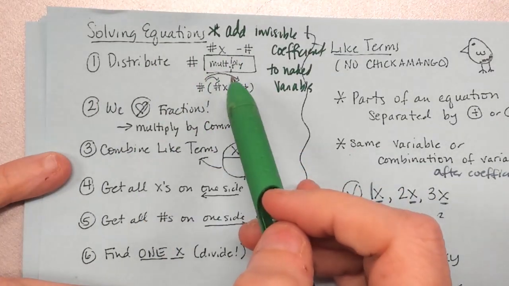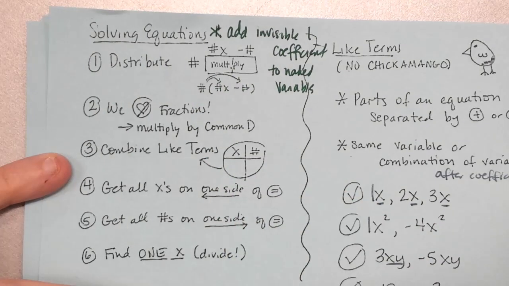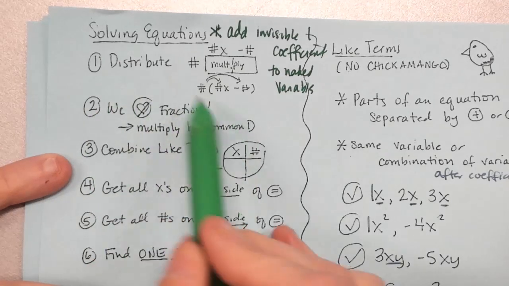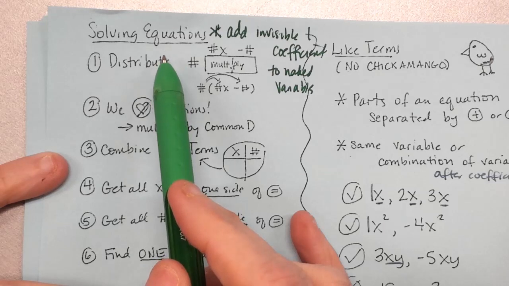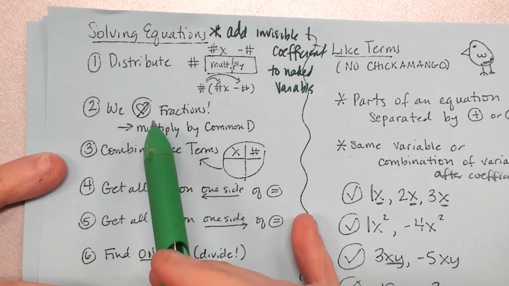Then our first step is to distribute. So if I see parentheses with a number in front of them, I'm going to distribute to multiply that through. Once I do that, I'm going to look and see, are there any fractions? We do not love fractions. We hate fractions. We want to do distribution before fractions because sometimes distributing takes care of those fractions for us.